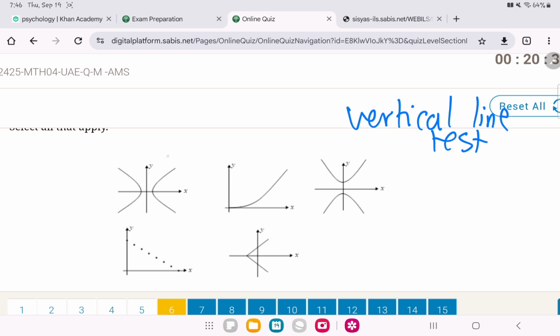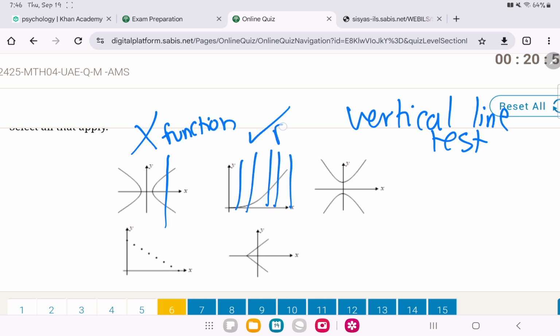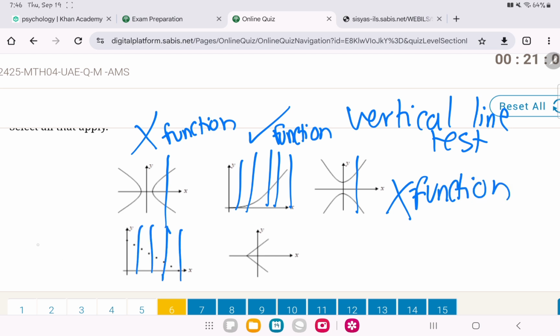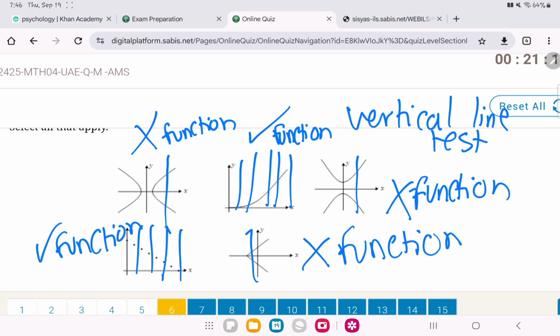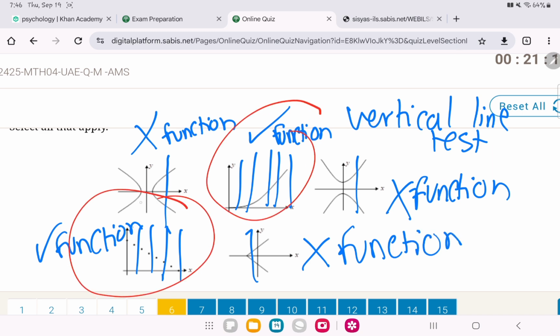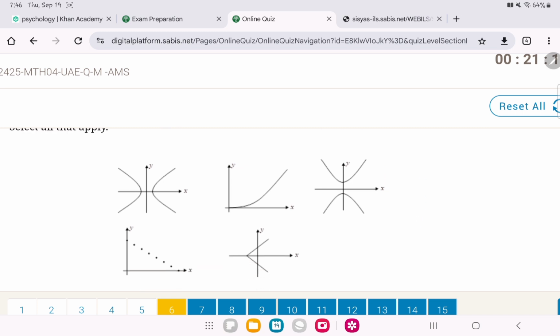So for example, this one, we're going to do the vertical line test. It failed the vertical line test, so it's not a function. How about this one? We do the vertical line test. It passes, so it is a function. Same for this one. It fails, so it's not a function. This one as well. It passes, so it is a function. And this one, it fails, so it is not a function. So that leaves us with only 2 possible answers, which is this one and this one. Now, they need us to check if it is one-to-one. So what do we do? We do the horizontal line test.